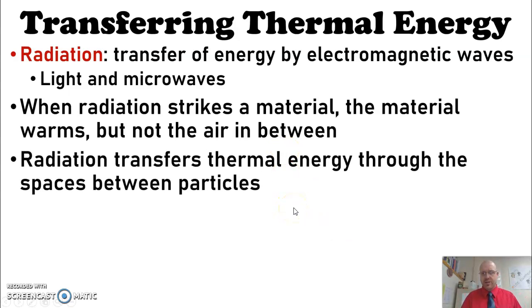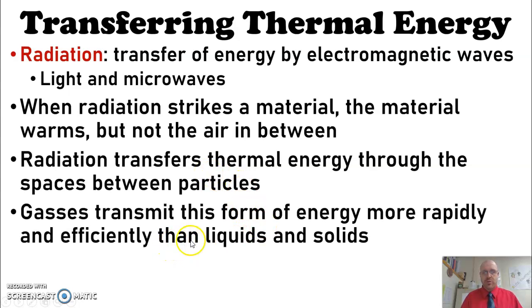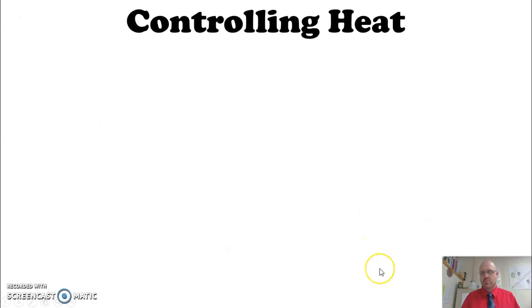We also have radiative heaters, heaters that have a radiation heater. There we go. A radiation heater. The air isn't warming at all, but you feel warmer because you're sitting in front of that type of heater. Radiation transfers thermal energy through the spaces between the particles. Gases transfer this form of energy more rapidly and efficiently than solids and liquids because there's less stuff in the way of that radiation. When you're standing next to a very, very hot fire, the front of you gets very, very hot. But if you want to block that, you just hold a blanket in front of you, and that blocks most of the heat radiating off of that fire.